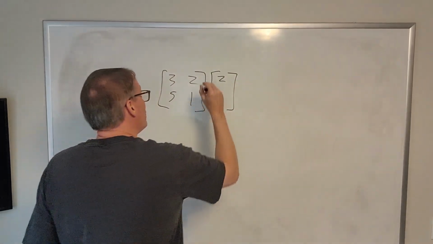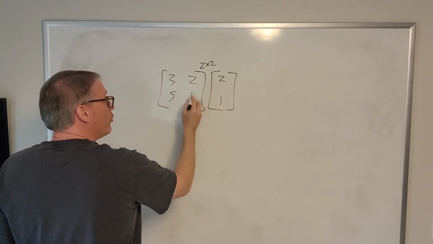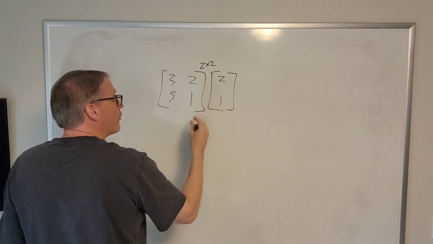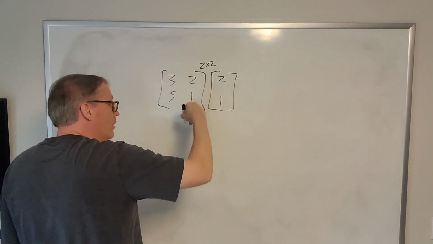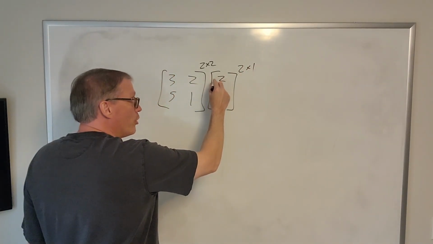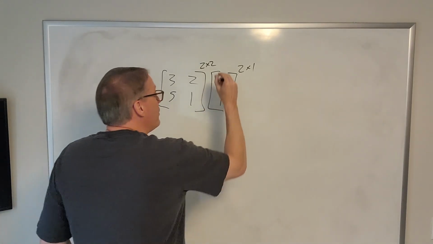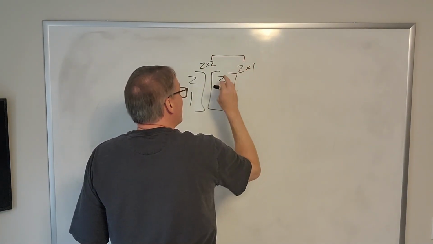This is a 2 by 2 matrix. It's 2 rows and 2 columns. This is a 2 by 1 matrix. 2 rows, but only 1 column. Yes, you can. These two numbers, an easy way to think about it, those two that are next to each other with the dimensions, this is a 2 by 2, that's a 2 by 1.